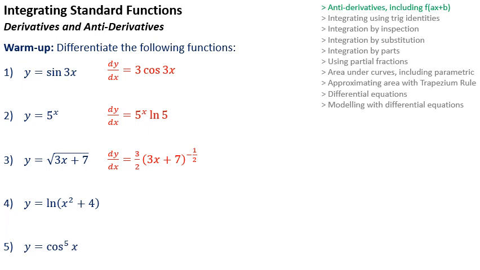Question 4 is similar. We've got a function inside a function. We can differentiate ln of something. It just gives us 1 over the something. But then we need to multiply by the derivative of the something, which in this case is 2x. And cos to the 5x. Remember, this weird notation for trig shouldn't cause any confusion for you.